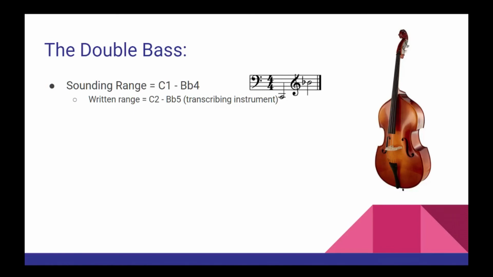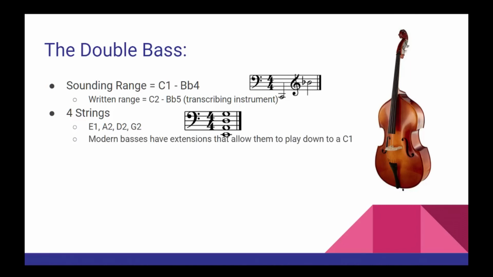The double bass has 4 strings that are tuned a perfect fourth apart from each other, at E1, A1, D2, and G2. And no, that wasn't a mistake. The bass's lowest string is tuned to an E1, but most modern basses also have an extension that allows them to play lower by a major third, which brings them down to a C1.